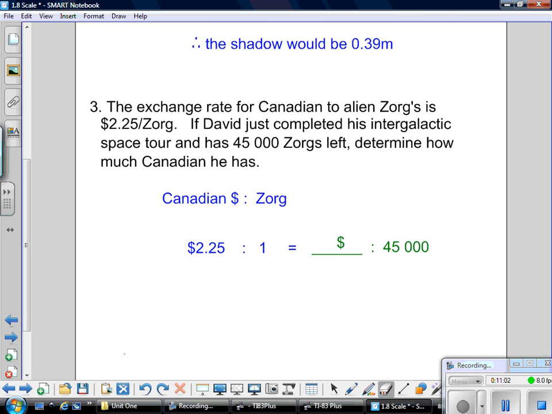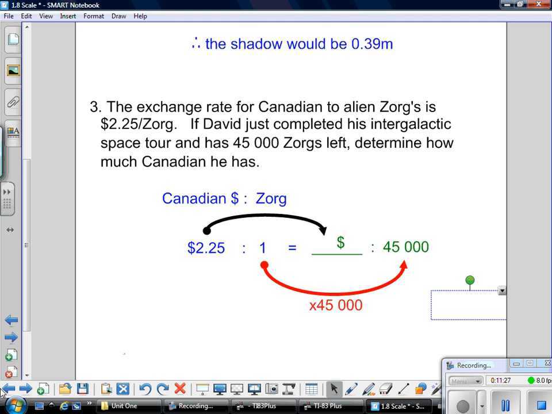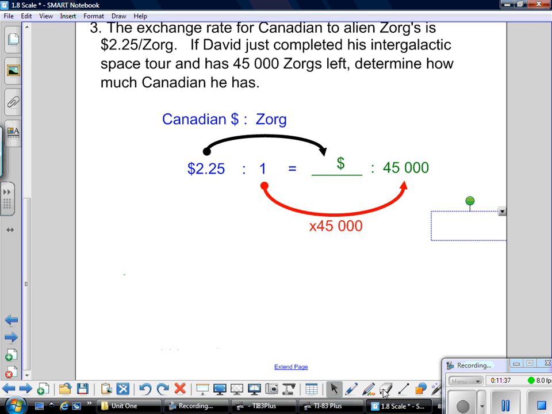Okay, so I have to again look for a relationship between our numbers. Well, the 2.25 goes with the Canadian money. I don't know enough information to solve that. I do know that 1 multiplied by something will give me 45,000. Obviously, the number would be 45,000. So if I take David's $2.25 and multiply it by the number of Zorgs he has, I should have the amount of money that David has.